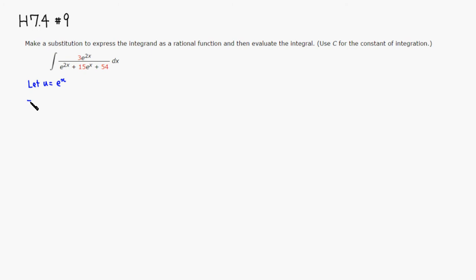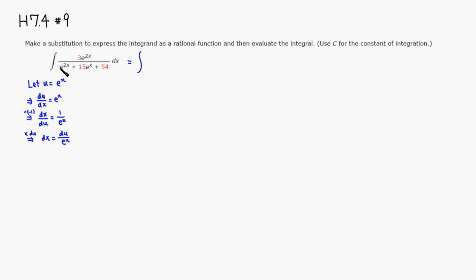Alright, so go through the usual drills. du over dx is going to be e to the x, right? Then we take the reciprocal of both sides, so we have dx over du, which is going to be 1 over e to the x. Then we can multiply through by du to isolate dx. So it's du over e to the x. So this is going to be equal to an integral.